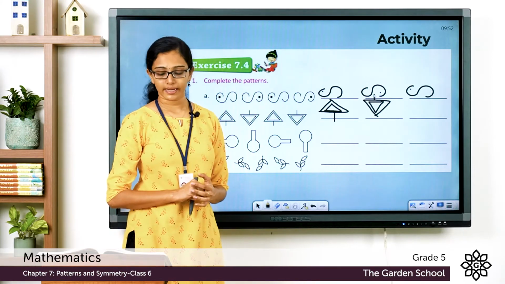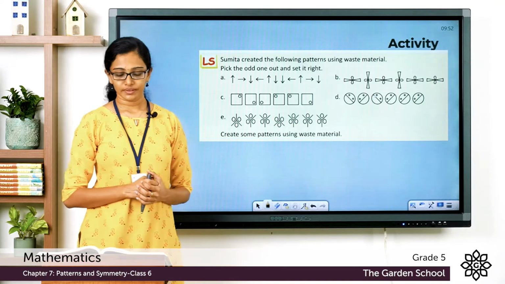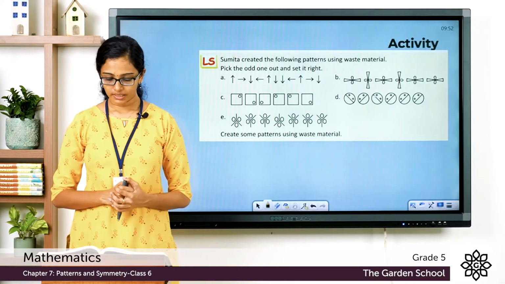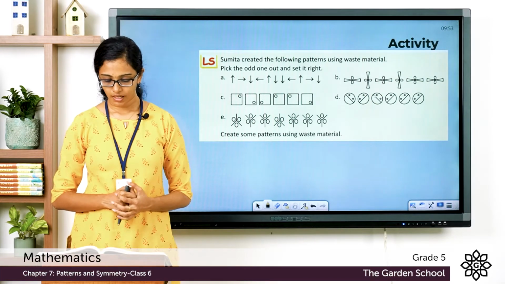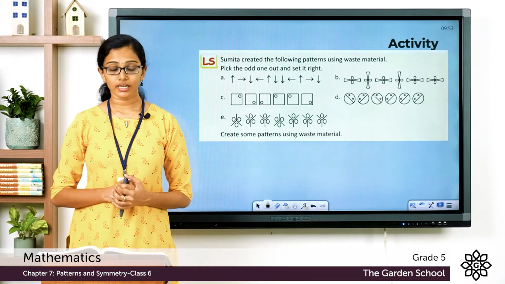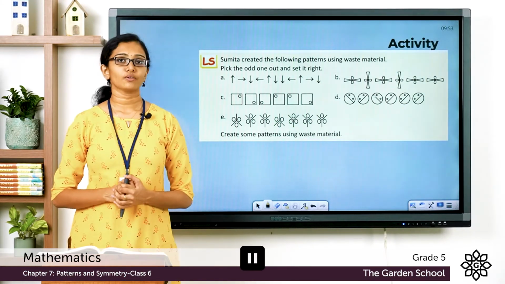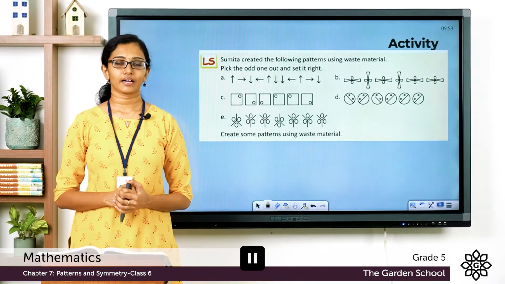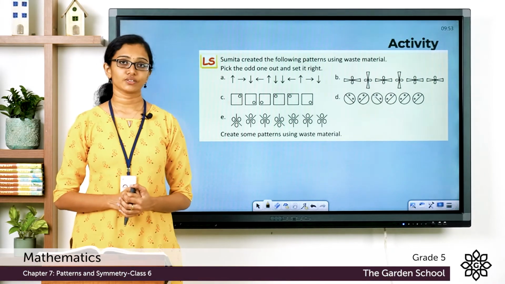Now we'll see one more activity. Below that you can see this question. Let me read out the question to you. Sumita created the following patterns using waste material. Pick the odd one out and set it right. This one you can do as an activity now. You can pause this video, try working out these questions and then come back. Hope you are done with that. Now let's discuss the answers to the questions.